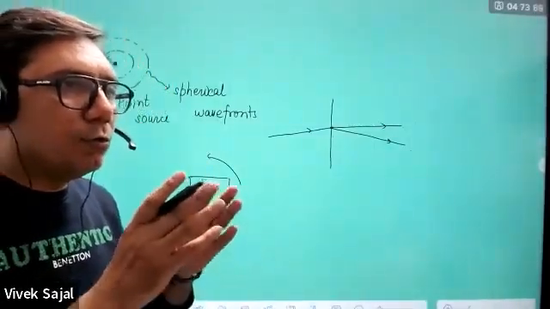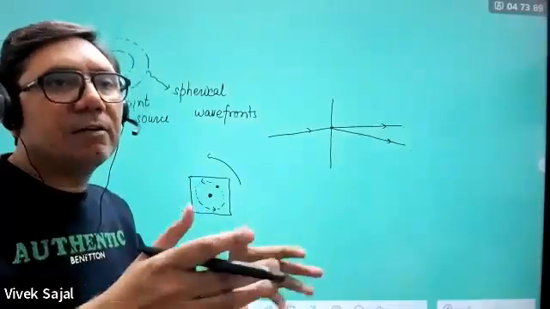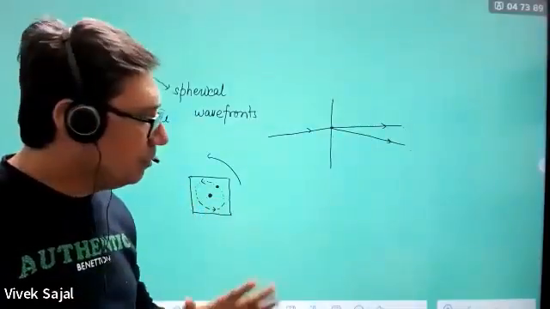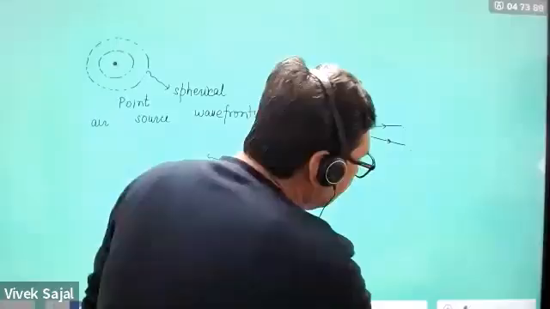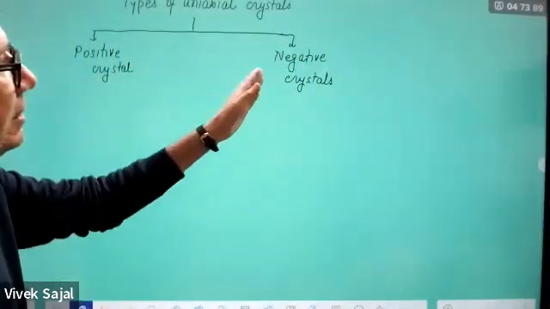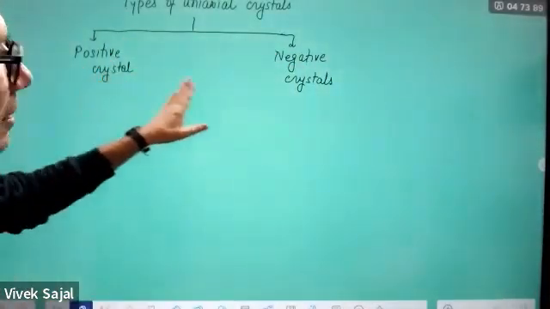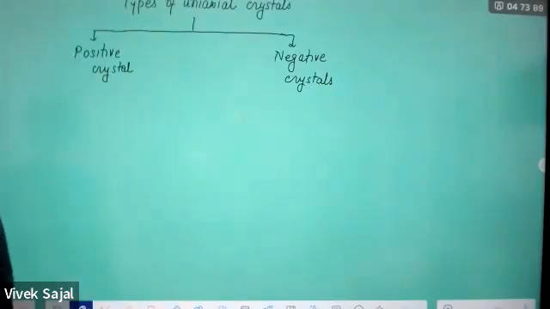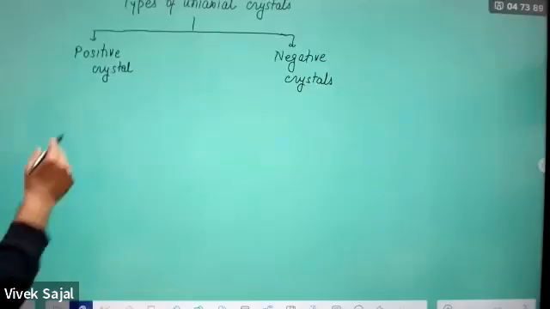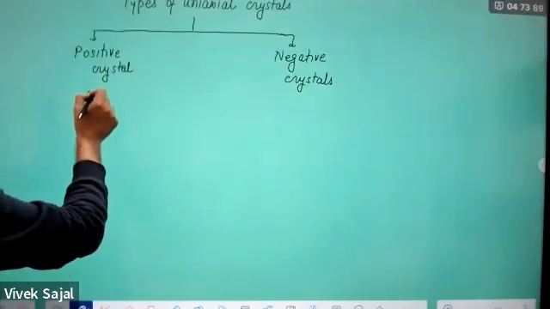To explain what type of wavefront is going to emerge, try to understand one thing, that these doubly refracting crystals can be of two types. One is known as positive crystal, another is known as negative crystal. So an example of a positive crystal is quartz.